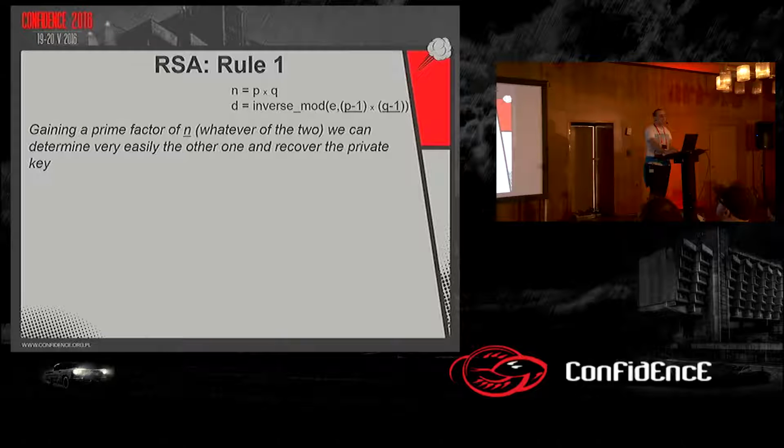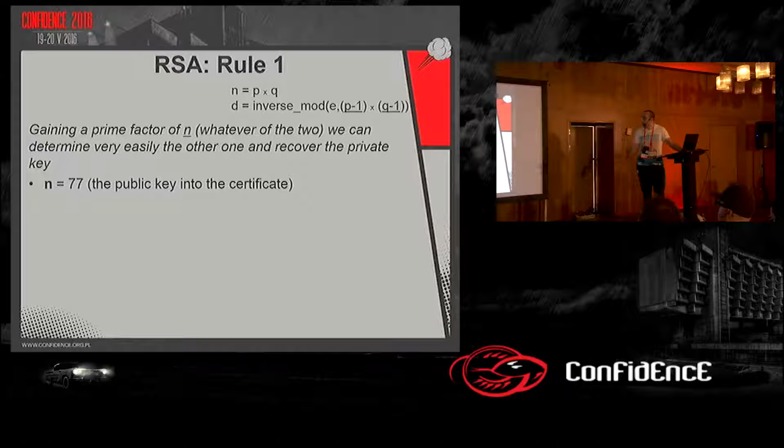So, RSA rule 1. We have N, which is the public key and which is a big number. If in some way we can get one of the prime factors composing the public key, it doesn't matter if P or Q, we can determine the other one. So just reasoning on small numbers, let's assume that we have a public key which is 77, and for some reason we are able to leak one of the prime factors, for example, P. How can we get Q? It is very simple.